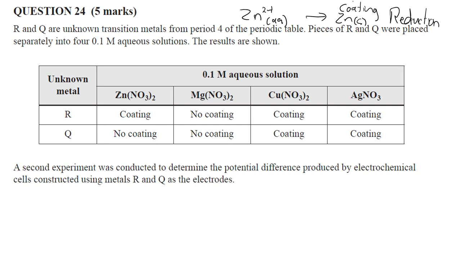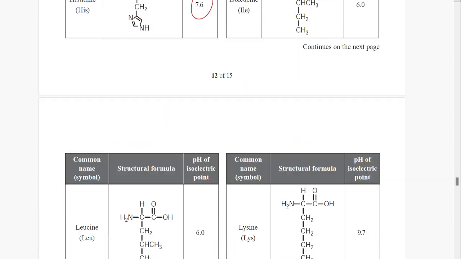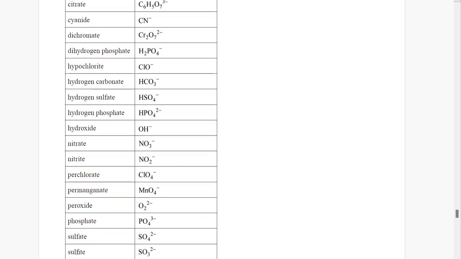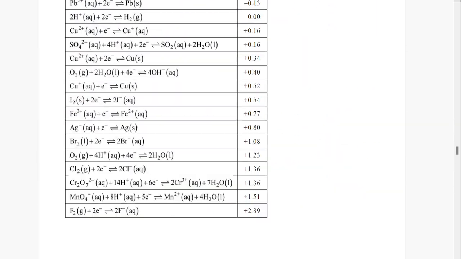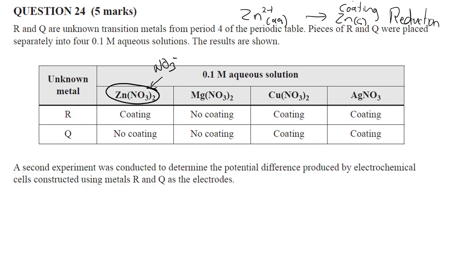So let's have a look at this question here. What we need to do is look at all of these solutions here. Now use your data booklet. Remember nitrates, NO3, are negative. Now if you are not sure, just go to the back of your data booklet, right at the back here, and you have a whole heap of these polyatomics and there's nitrate there.